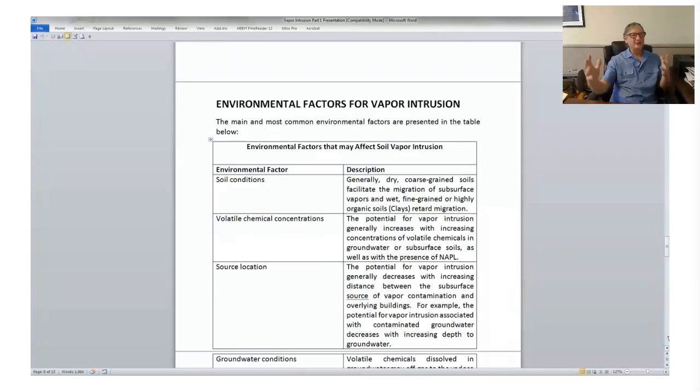Now, soil conditions. If you have sandy soil, like in Southern California, most of it's sandy and gravelly, fine to medium grain sands. Vapors, there's a lot of porosity. Porosity means a lot of vapor can move around, and it's going to move all over. That's soil conditions, and you need to take that into account, especially if you've got someone using volatile organic chemicals adjacent to your subject property.